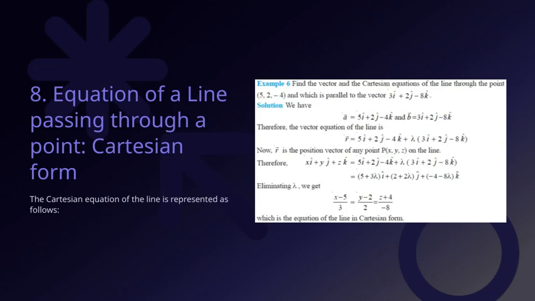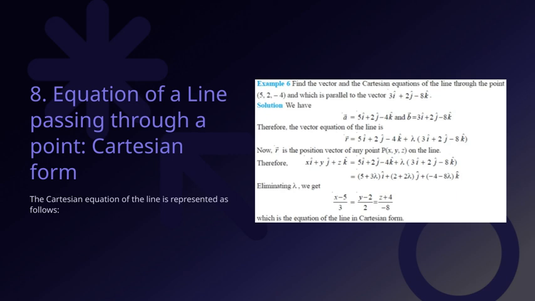Today, we're looking at the Cartesian equation of a line, which is a fundamental concept in coordinate geometry. Specifically, we'll focus on the equation of a line passing through a given point, expressed in the Cartesian form. This form is particularly useful because it allows us to directly relate the coordinates of any point on the line to a specific point it passes through.